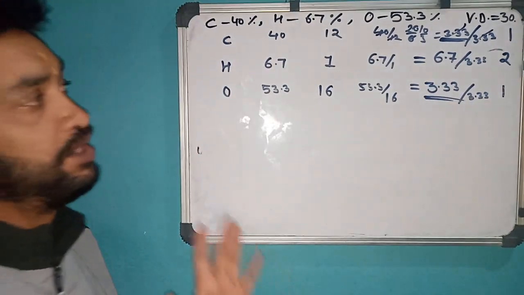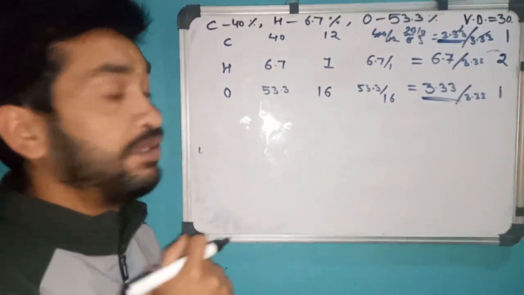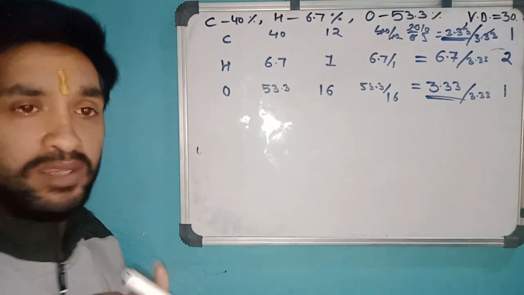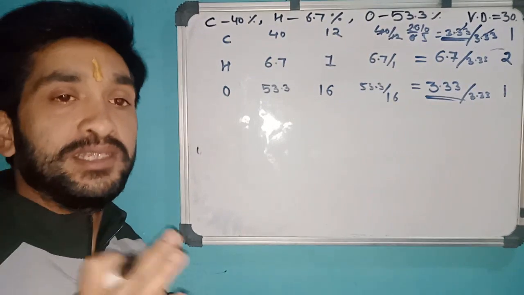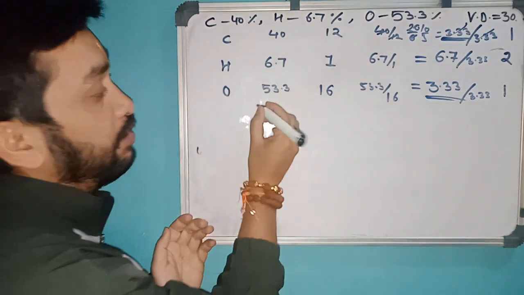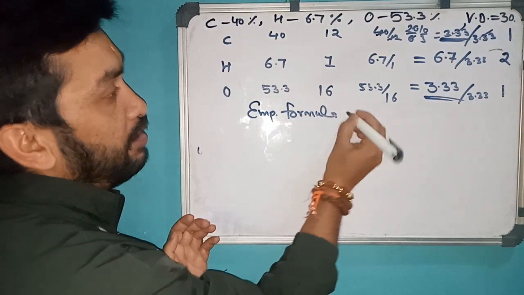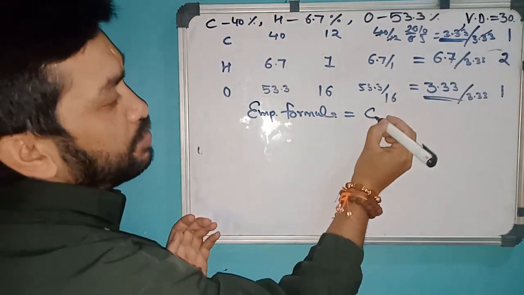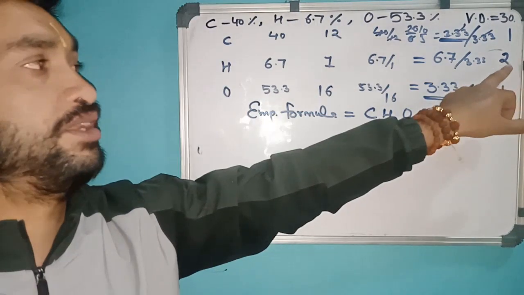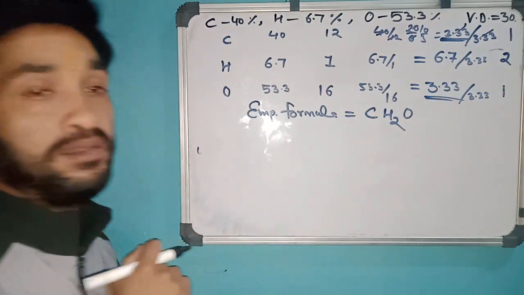So now what you have to write is this. What you are going to get right now is called the empirical formula, because this is the simplest whole number ratio. Go back to the definition. The definition says that the simplest whole number ratio is called the empirical formula. So what you get is your empirical formula. See how much came: carbon is 1, hydrogen quantity is 2, and this is your empirical formula, CH2O.